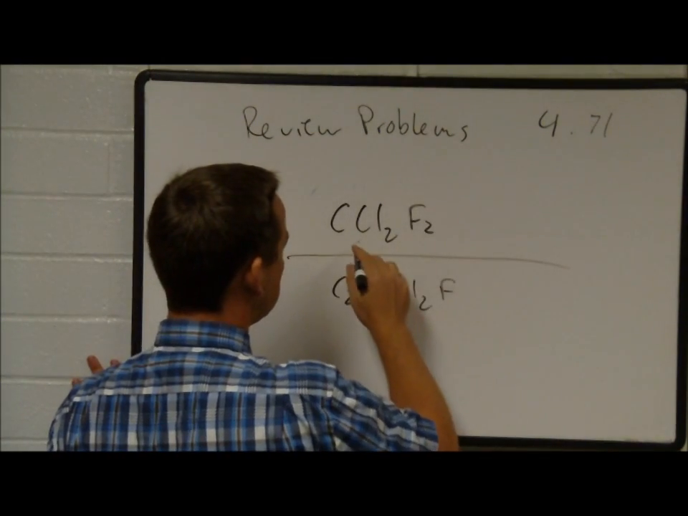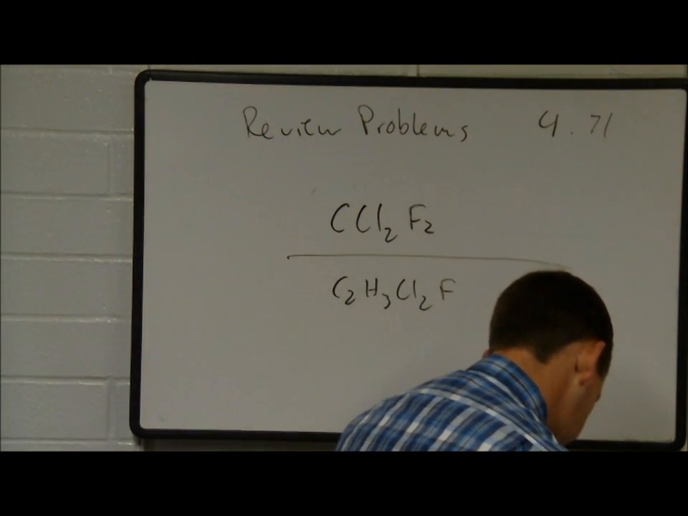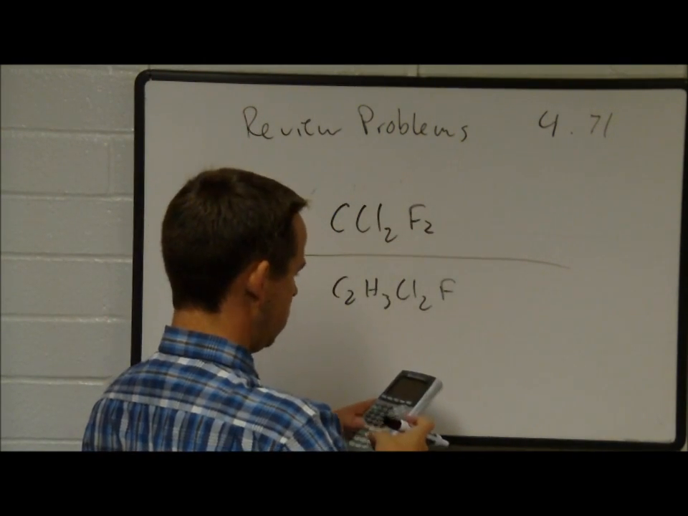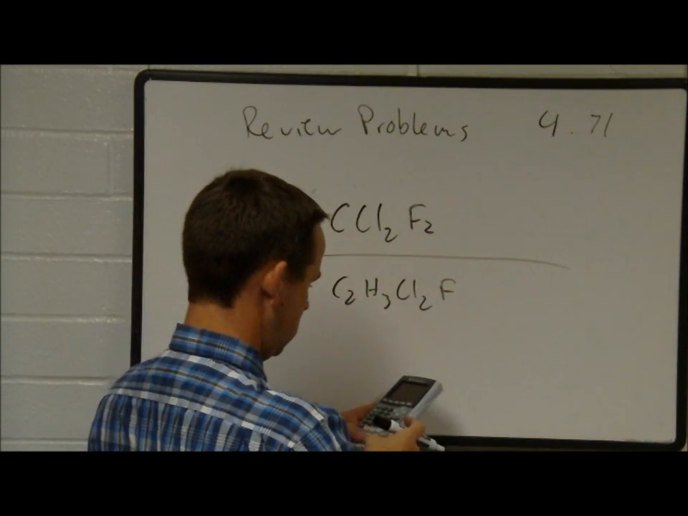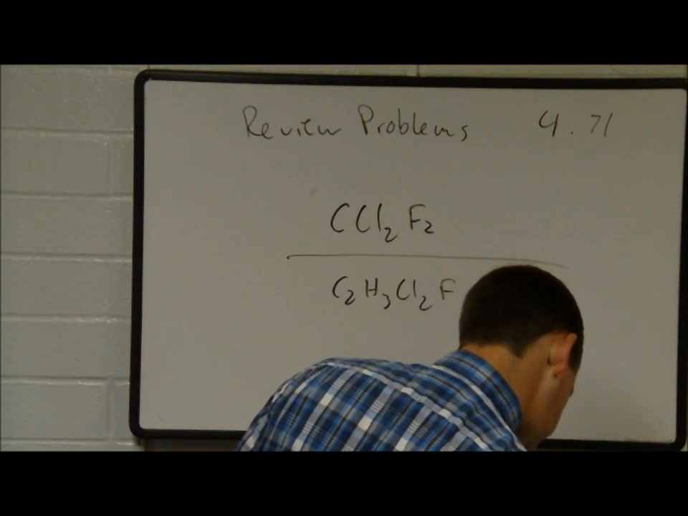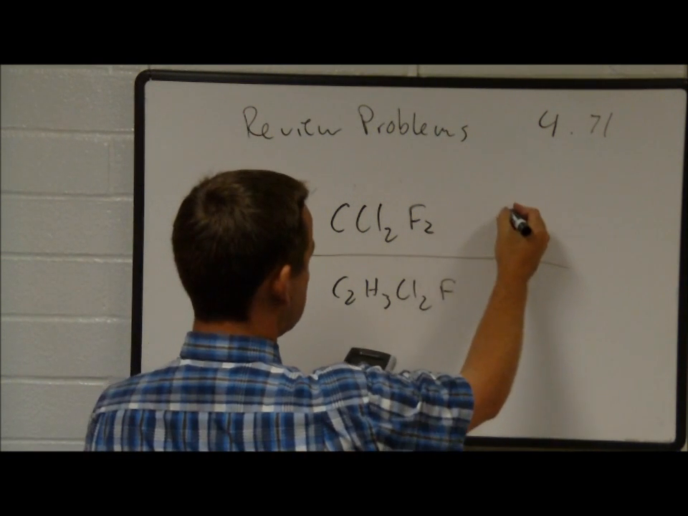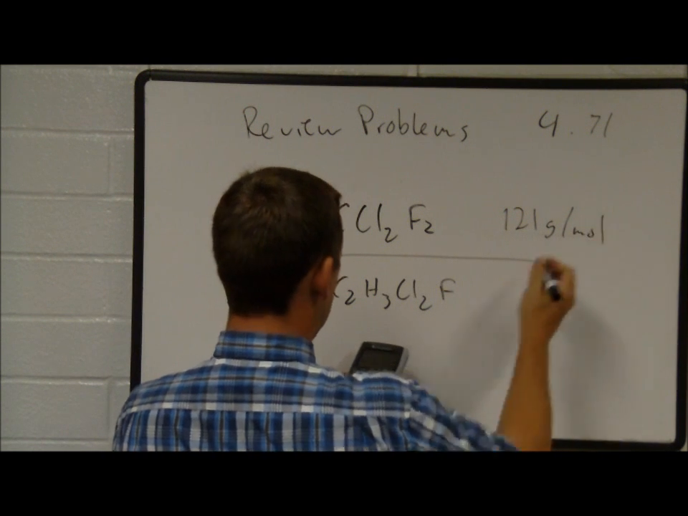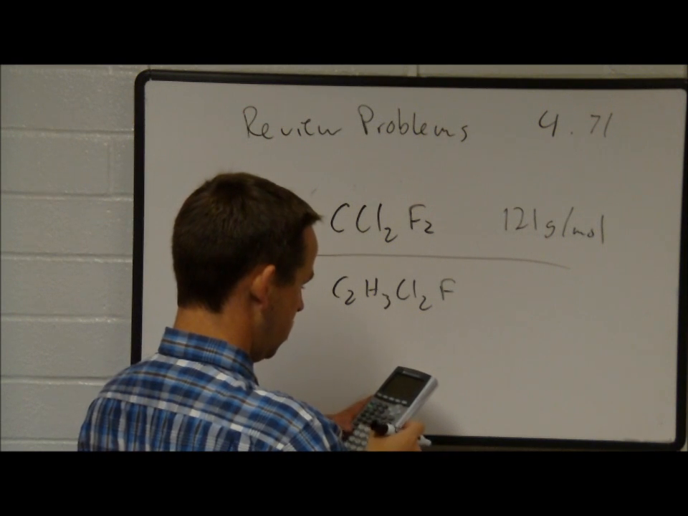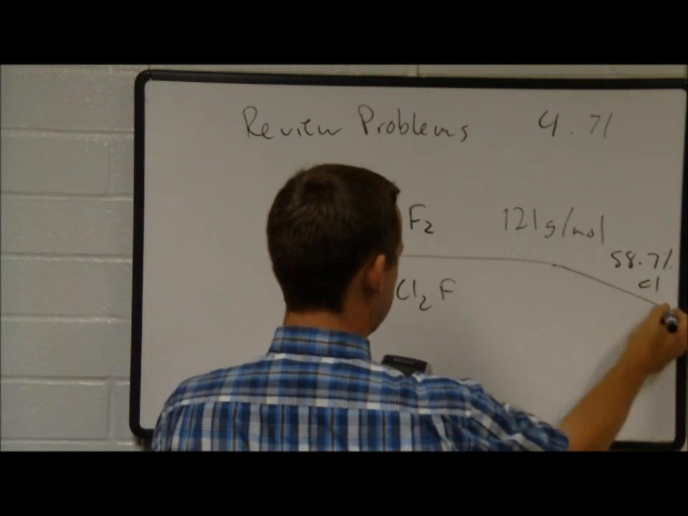So we have chlorine at 35.45, so you have about 35.5 times 2, there's 2 chlorines there, plus the 12. Fluorine is 19. So 83 plus 19 plus 19. So this is a mass of 121 grams per mole. And if we take our chlorine, 35.5 times 2, divided by our 121, this is 58.7% chlorine. The first one.